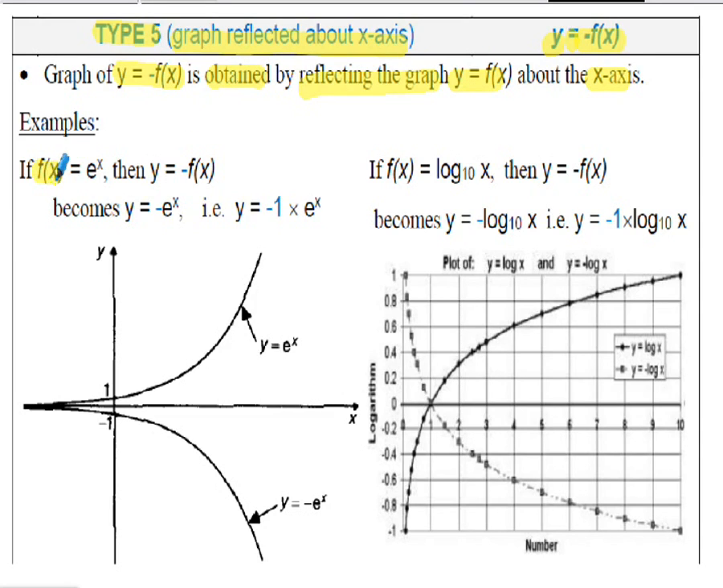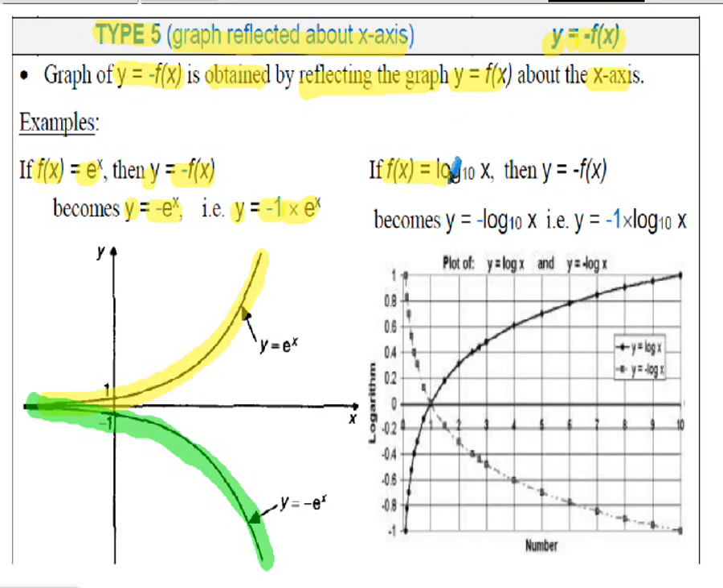Examples here, function of x is equal to e to the x, then y is equal to negative function of x will be y is equal to negative e to the x. You could think of that, if you like, as being y is equal to negative 1 multiplied by e to the x. So if we plot the y is equal to e to the x curve, we would get this shape, and if we plot the y is equal to negative e to the x curve, we would get this shape. In other words, a mirror image about the horizontal x-axis.